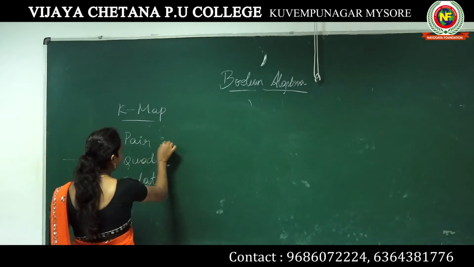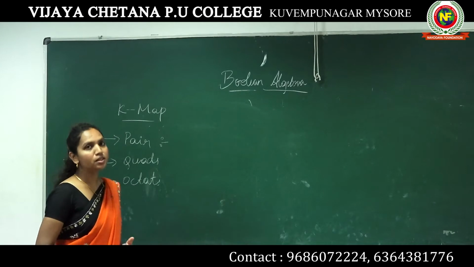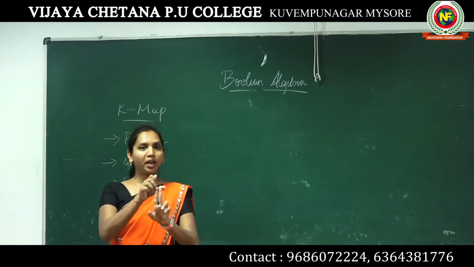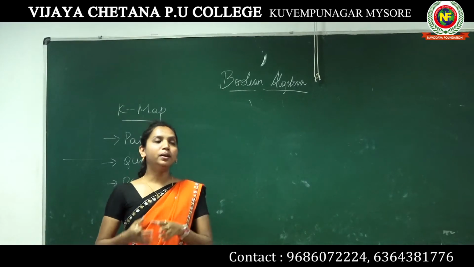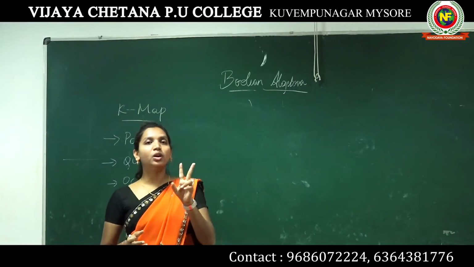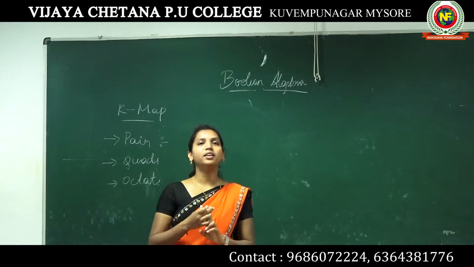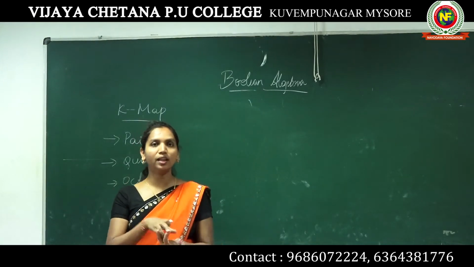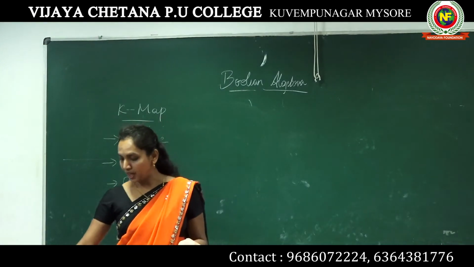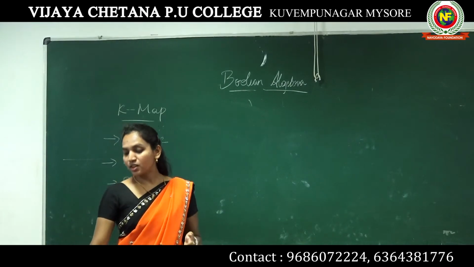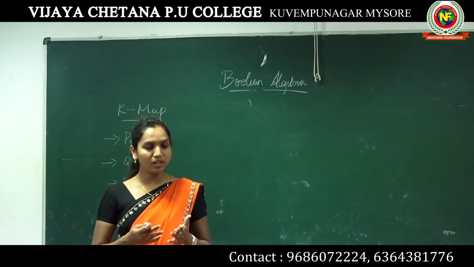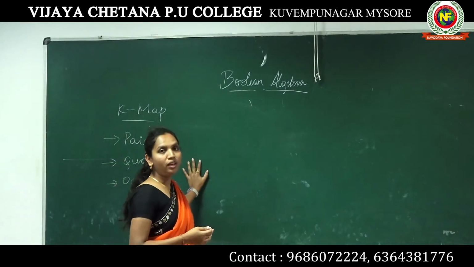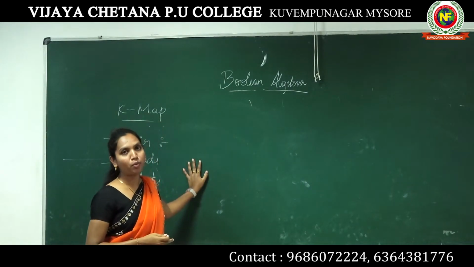So what is a pair? A pair means 2 variables together. Which means here in a K-map, 2 values are together. If any 2 values are together, that is called a pair, which means 2 adjacent ones are encircled. Here we are doing the SOP problem.